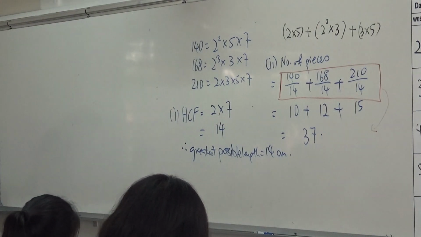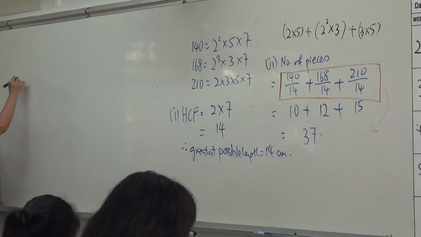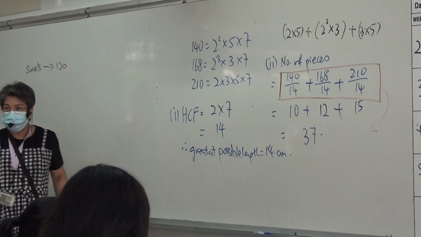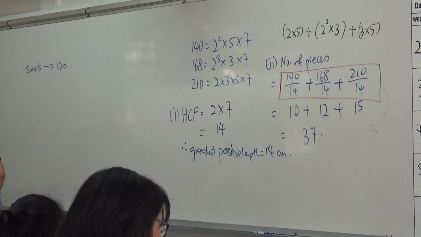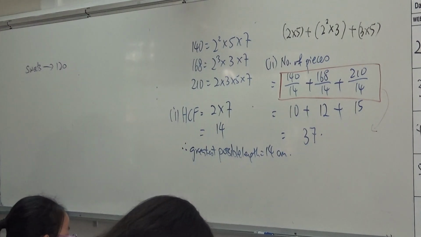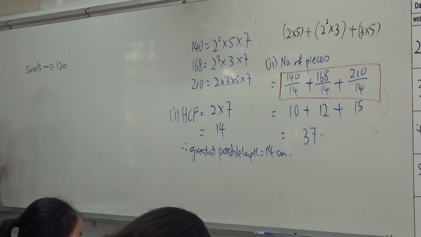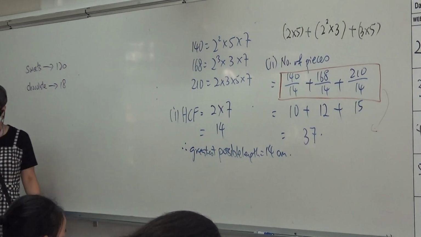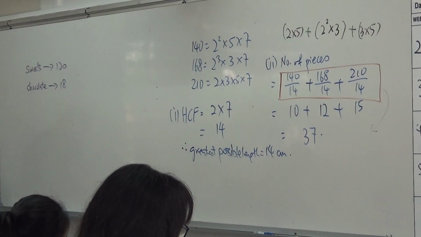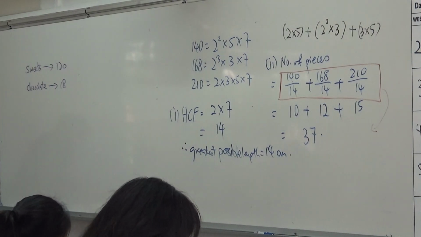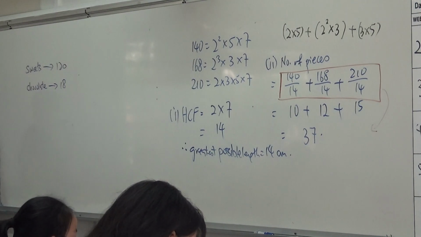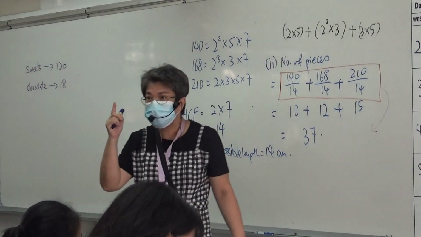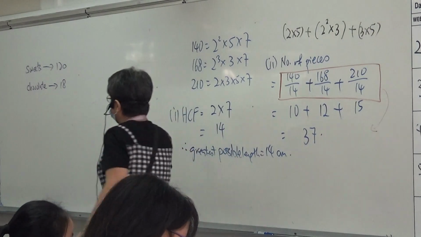First of all, they say sweets are sold in packets of 120. So we have sweets, 1 packet of 120, right? What about the chocolate? Chocolate will be 18, right? What did the question say? Simon bought the same number of sweets as mini chocolate bars. Do you agree that this question is talking about LCM? Yes. Correct.